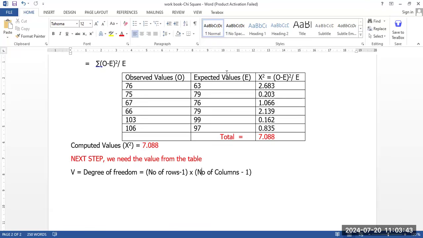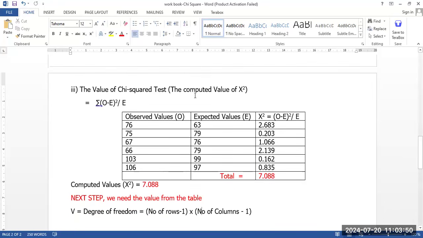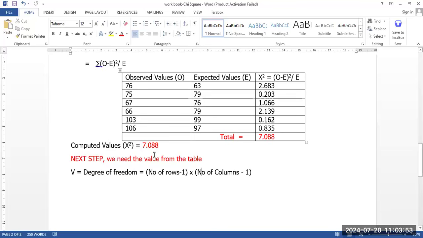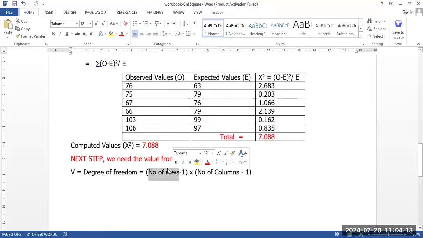How many rows do we have in this question? We have 6 rows. Yes. We are picking this from the question. We are not picking this from this table. We are picking the number of rows from our question. We are picking the number of columns from our question.